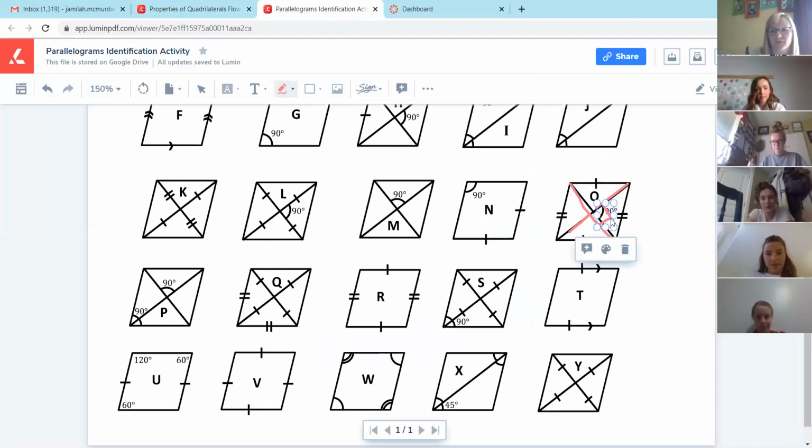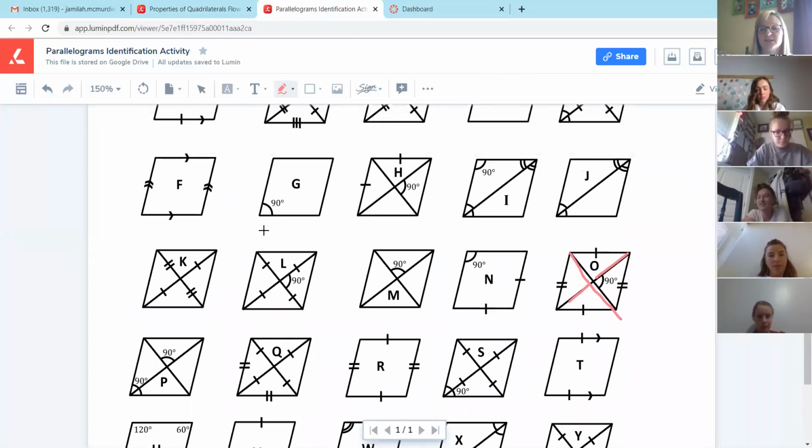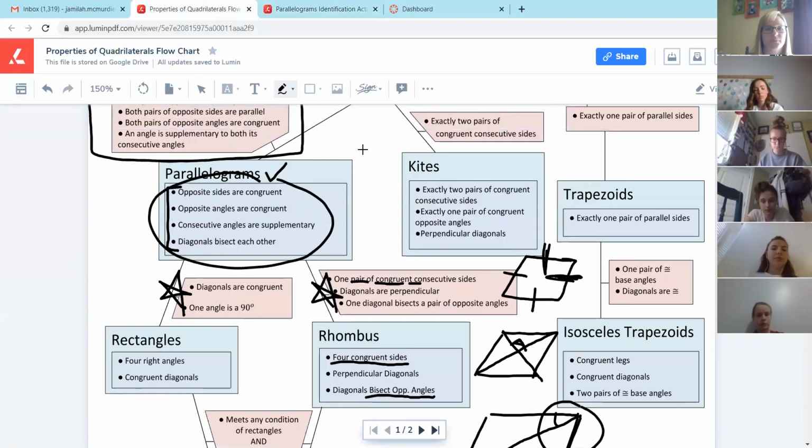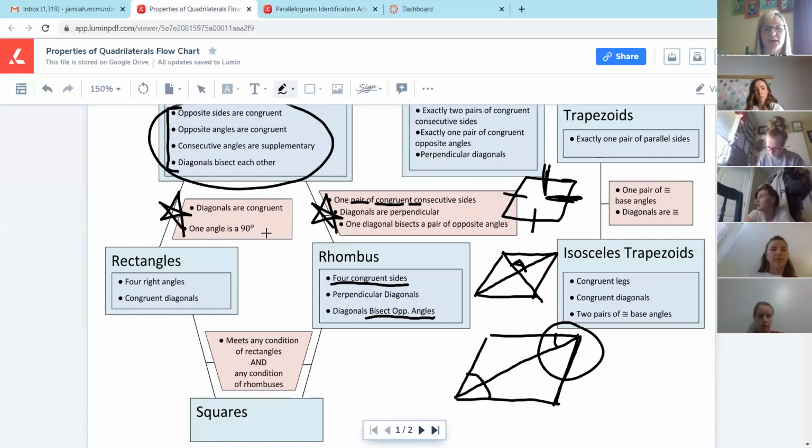G. Good choice. All right, G. G isn't telling us much, right? All G is telling us is that there's a 90-degree angle in the corner, okay? But remember I told you in the beginning that all of these are automatically parallelograms. So if we already know that it's a parallelogram, and now it's telling us that one angle is 90, what shape is it? Rectangle. Rectangle it is. Good job.